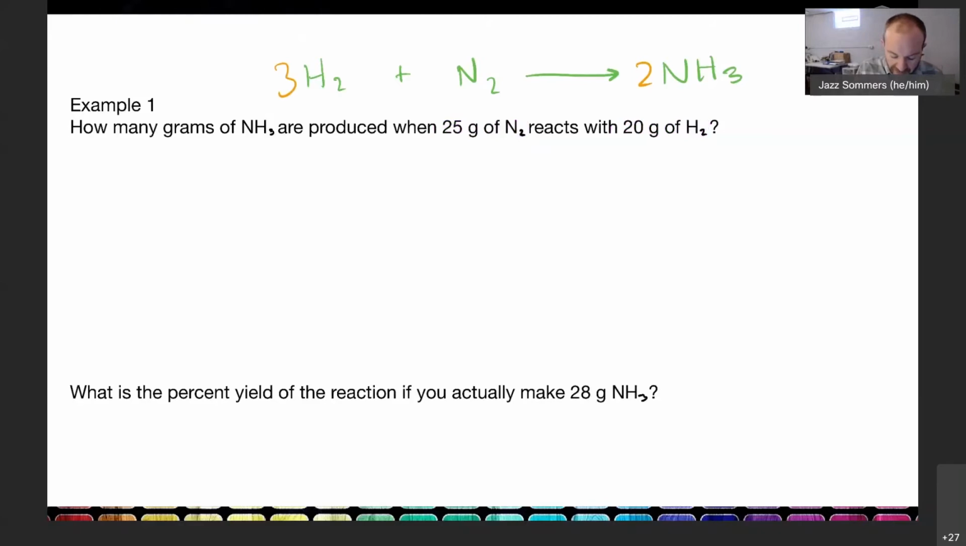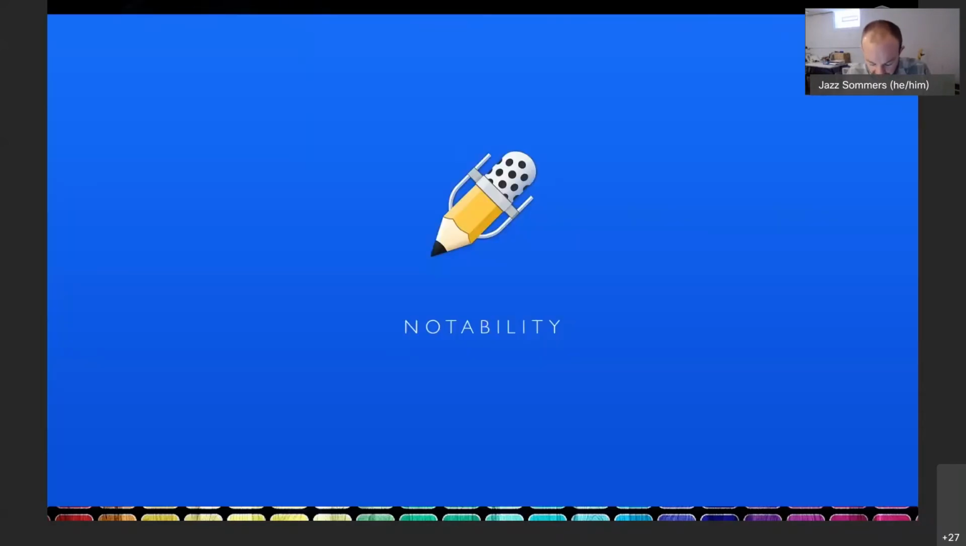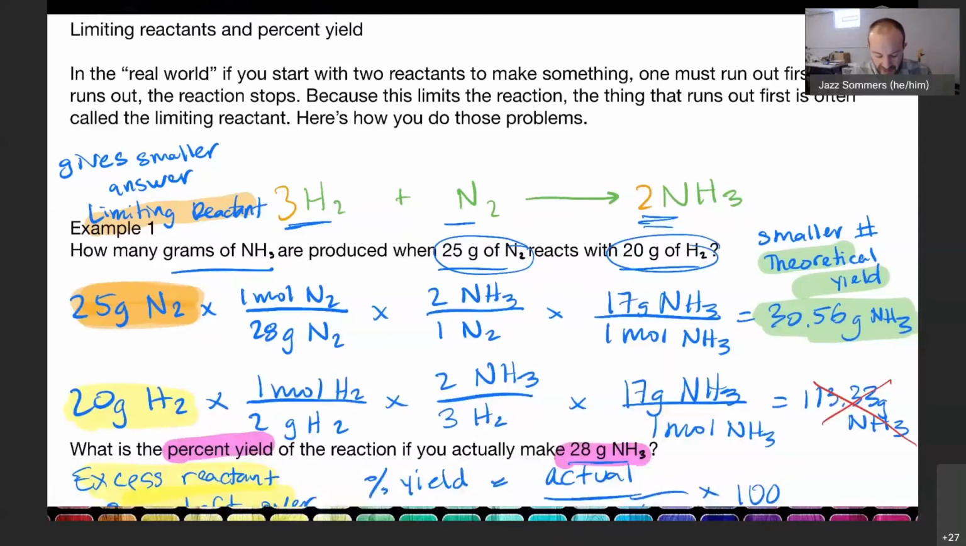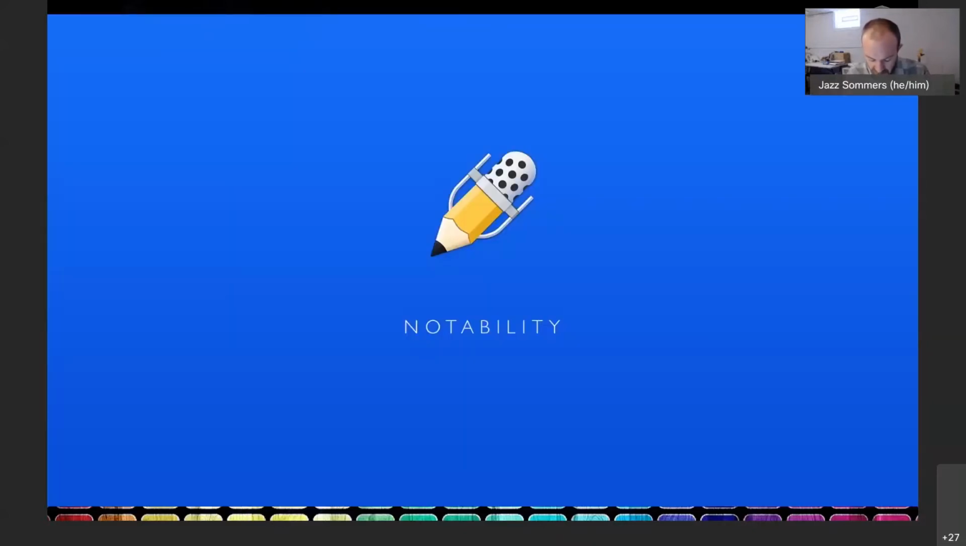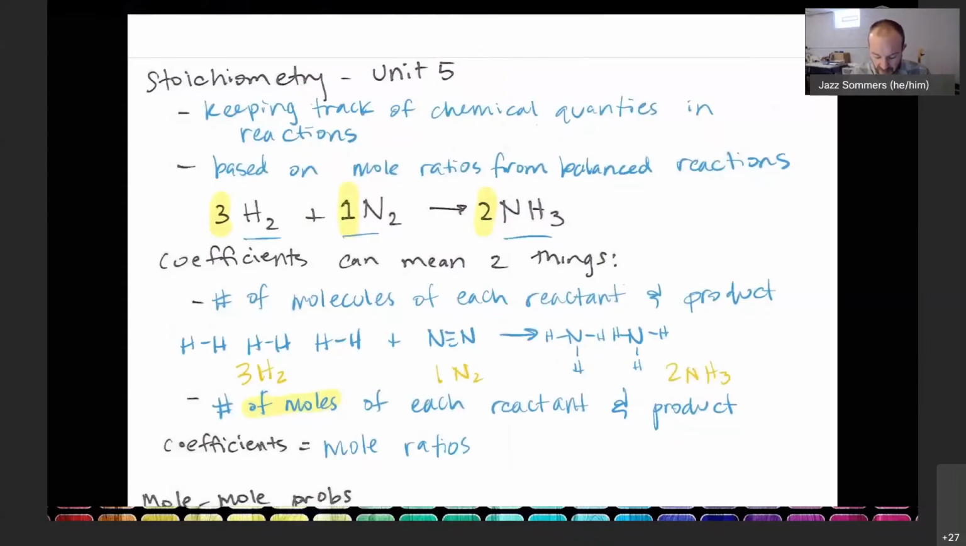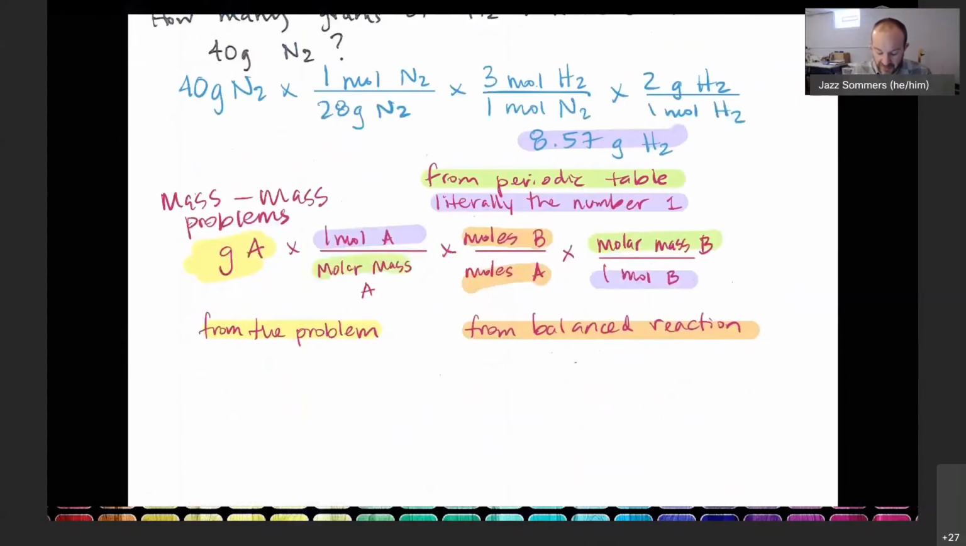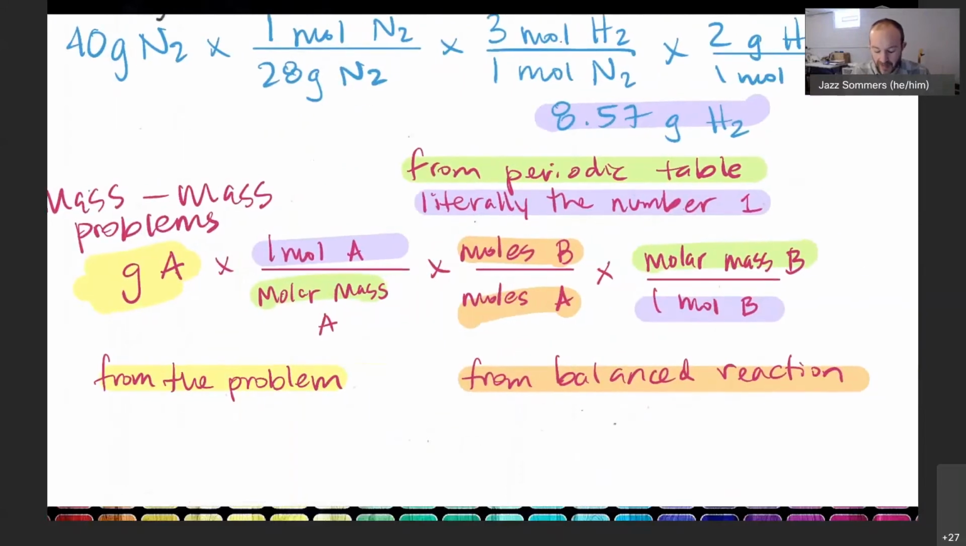So I'm trying to figure out how many grams of ammonia I make, from 25 grams of nitrogen and 20 grams of hydrogen. Take my 25 grams of nitrogen, I'm going to convert that into grams of ammonia. This is a thing you already know how to do, a three-step problem. We call them mass problems. And we are using this template, down here at the bottom. Okay. With mass problems.